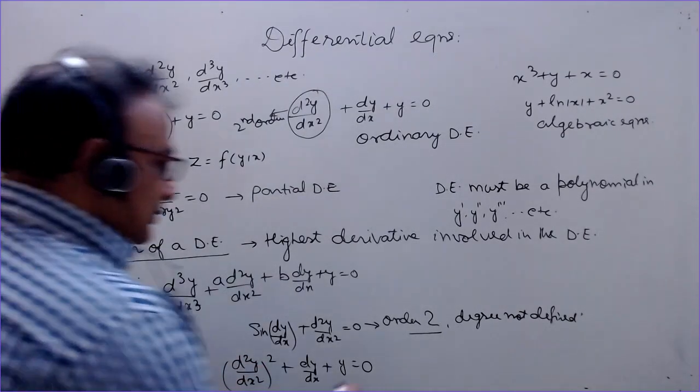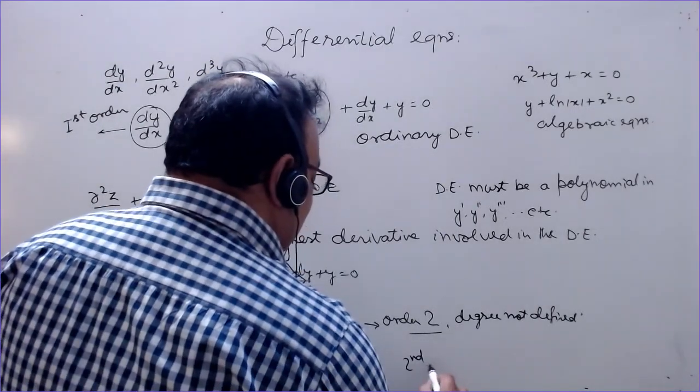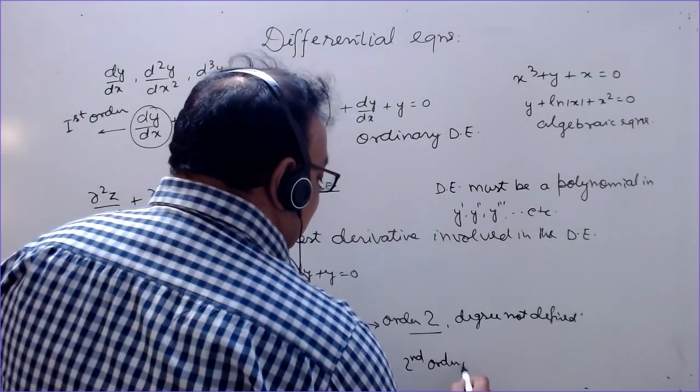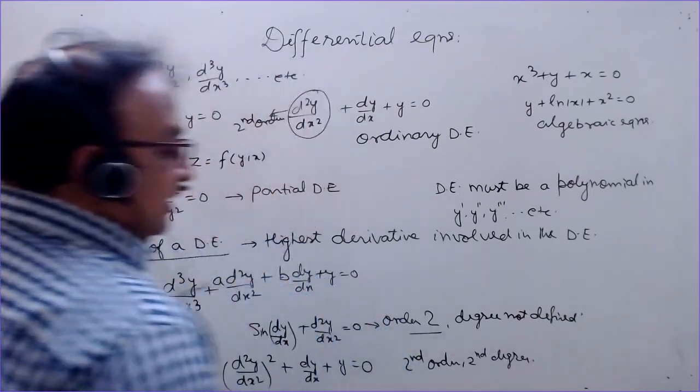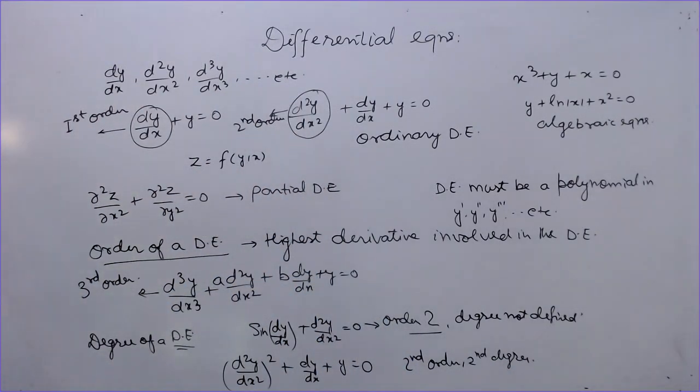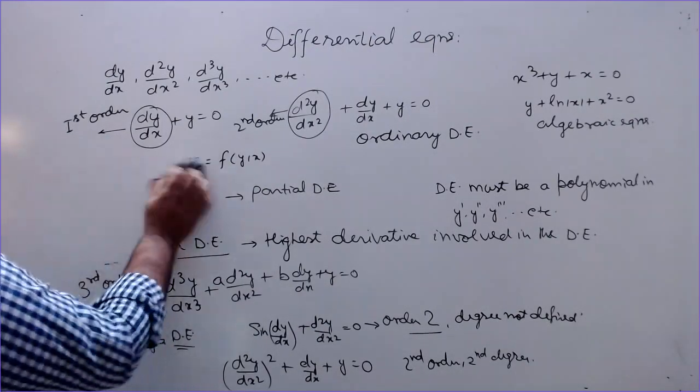So it is second order, second degree. So you can see that degree must be defined first, and order is the highest differential coefficient this is having. So this is how you can define the order and degree, and let me discuss a few more examples of this order and degree.